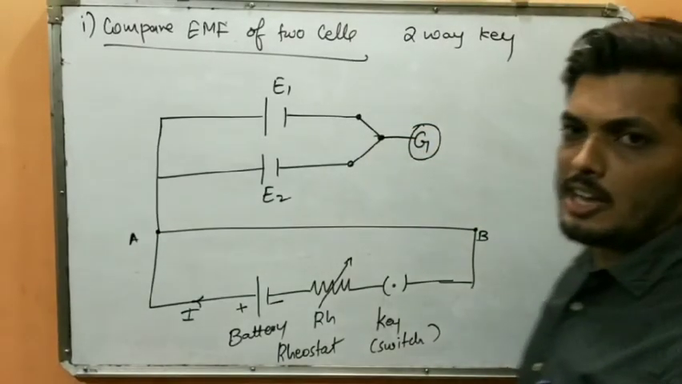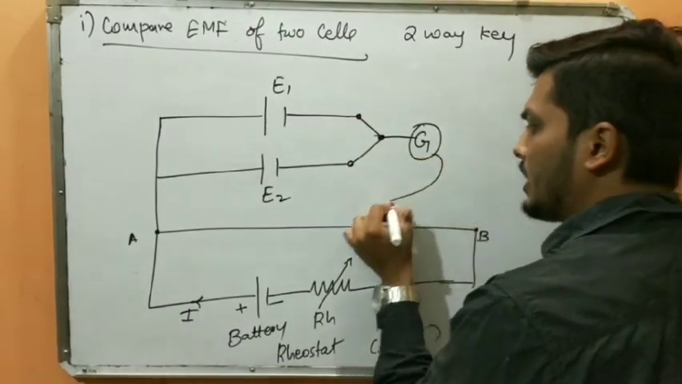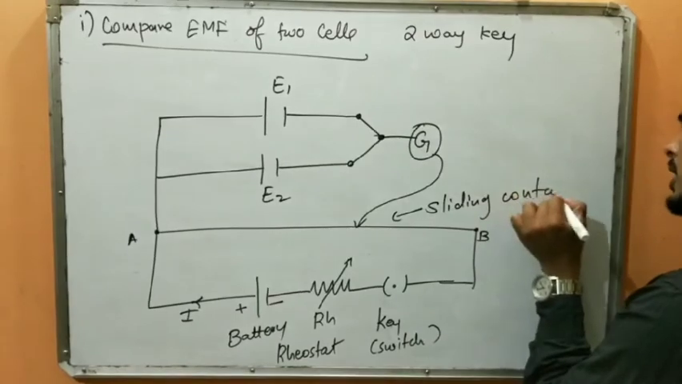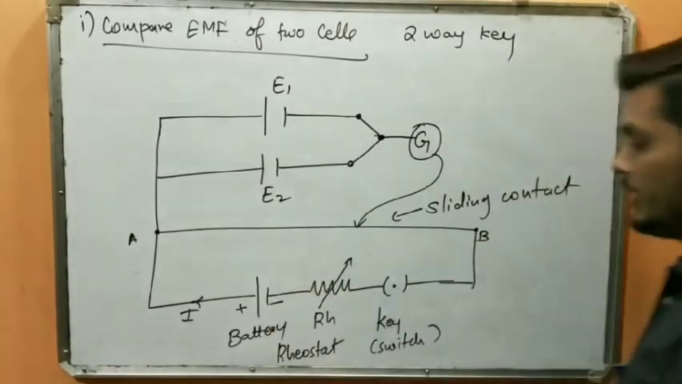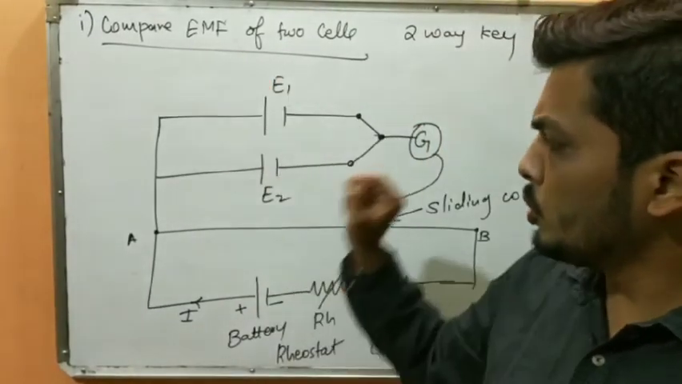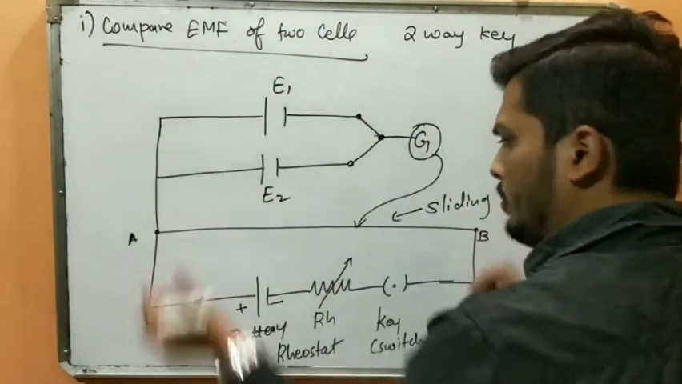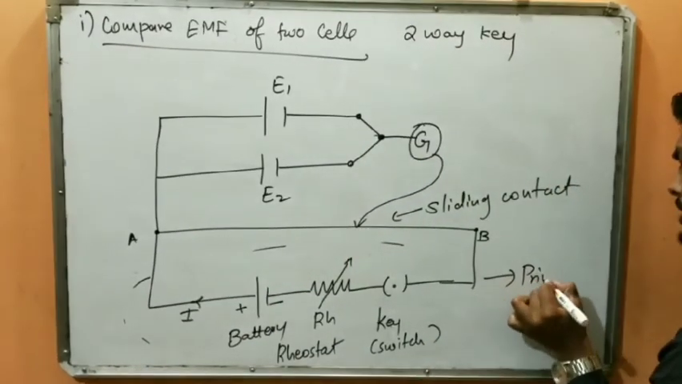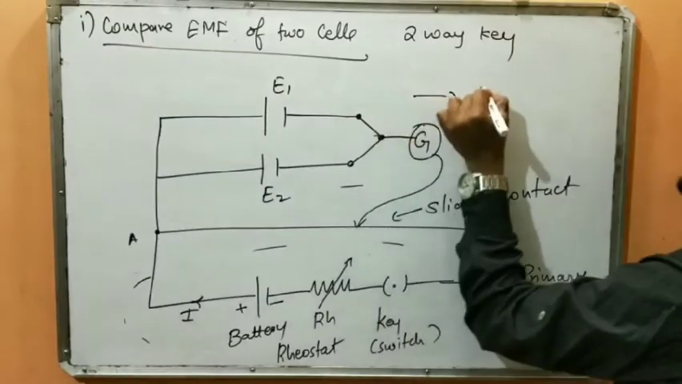The galvanometer has 2 terminals. One terminal comes from either E1 or E2, and the other terminal is connected to the sliding contact, or jockey. The sliding contact, as I told you, is made of metal with a knife edge so that it can find the balancing length. Is that clear? This is what a typical potentiometer looks like, and this is how we set up our experiment to compare the EMF of two cells. Recall, the potentiometer is connected with a battery. This circuit is known as the primary circuit, the basic circuit, and this part is known as the secondary circuit.